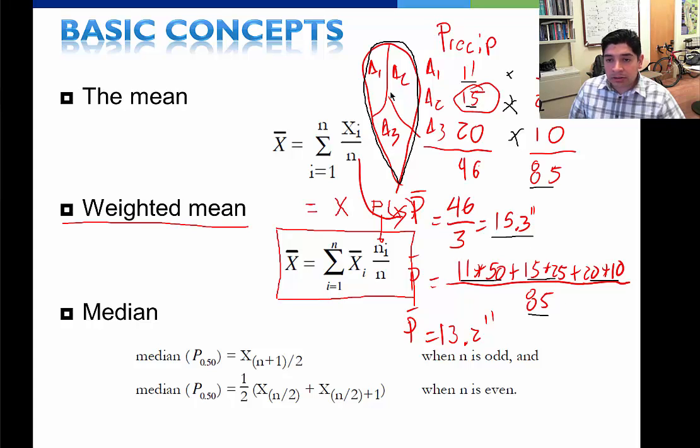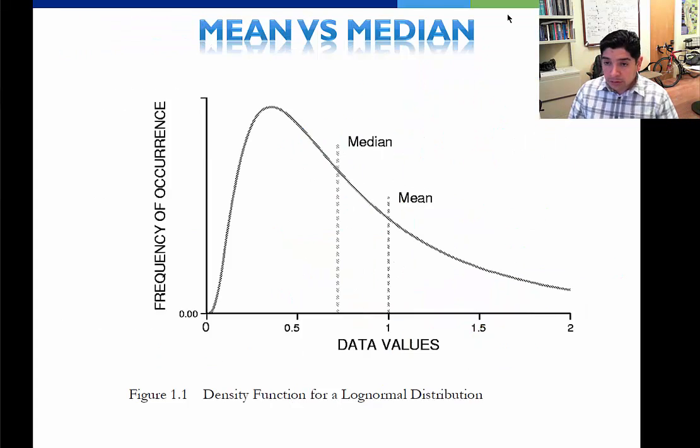So what you're seeing here is that we are weighting each of these precipitations by the extent, by the area. And in this case, the weighted precipitation will be 13.2. So it helps us understand how things happen, depending on the magnitude of what we are weighting.